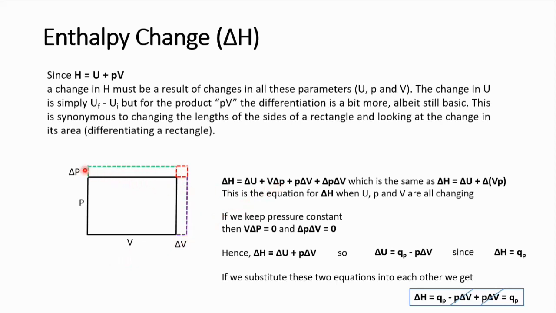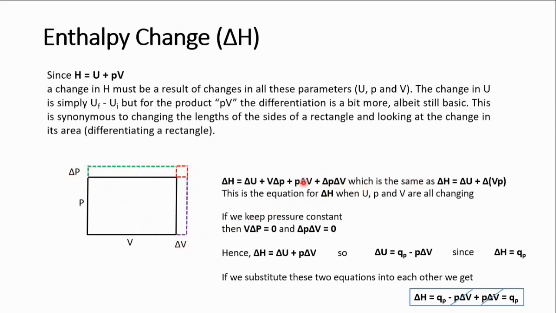What is the area of this part? Remember how you find the area of a rectangle. It is side times side. The length of this side is V. This length here is the same length as up here. So the area of this part is V delta P. The area of this part is what? Well, the length of this part is P, and here is delta V. So it will be P delta V. What is the area of this little part here? It will be delta P delta V.